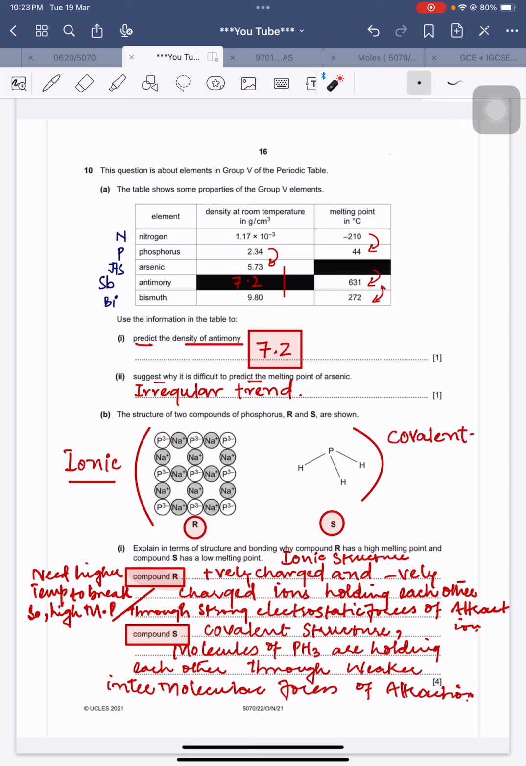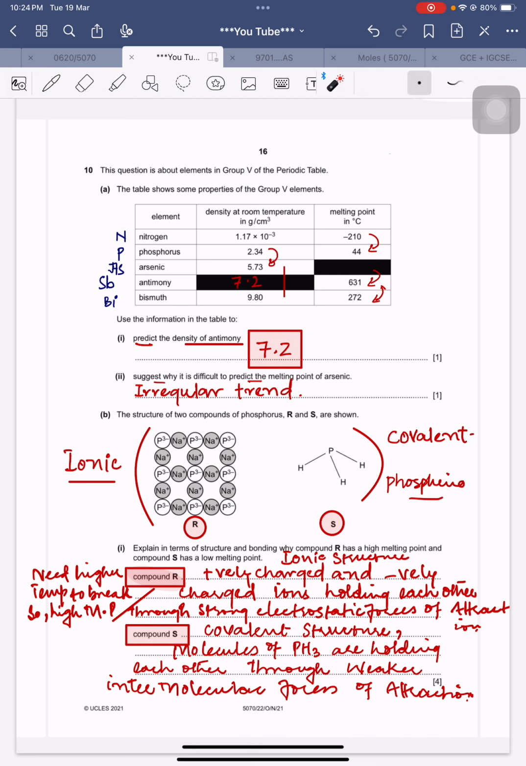When we are talking about S, we can say that it is a covalently bonded structure. Molecules of PH3, that is called phosphine. What is PH3? It is called phosphine, and here I am writing phosphine. Yes, you should know this, the formula and the name. Then I am saying that it is a molecular structure. Covalently bonded structures are molecular structures.